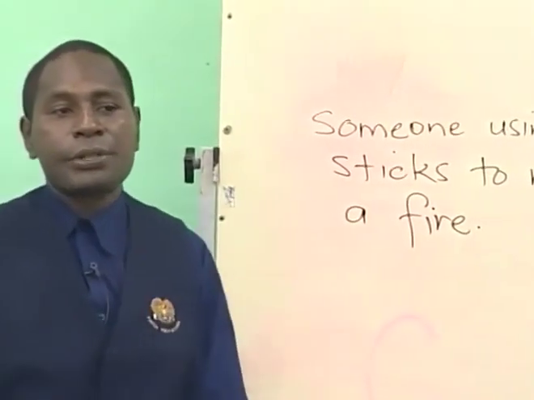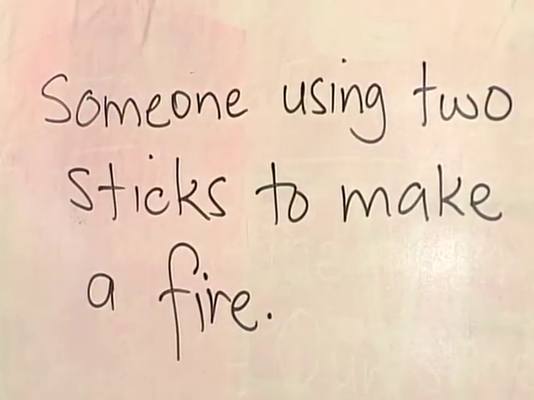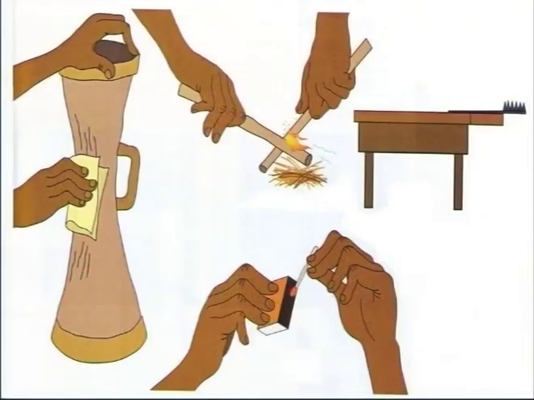Someone using two sticks to make a fire. Okay, receiving students and class. From those pictures, we can see that what is the word we are looking at in our lessons? What is taking place, Helen? Friction. There is friction occurring in all those pictures.